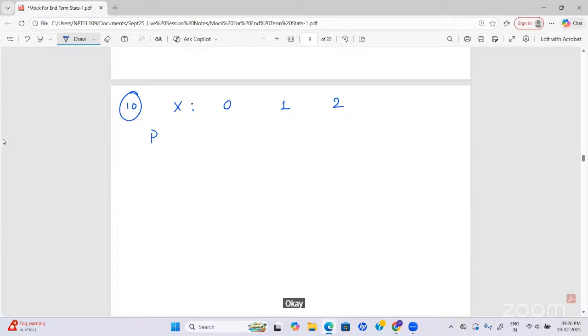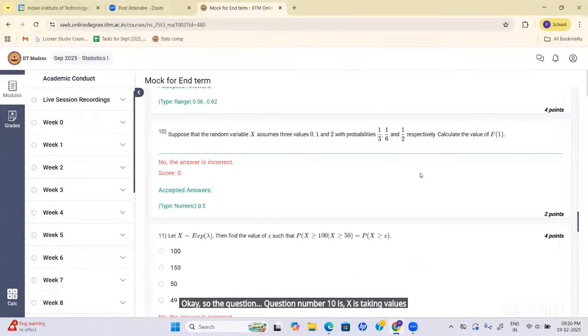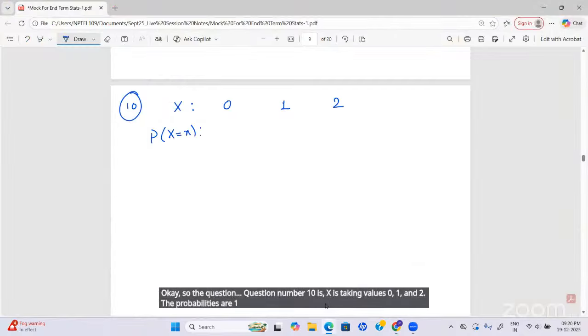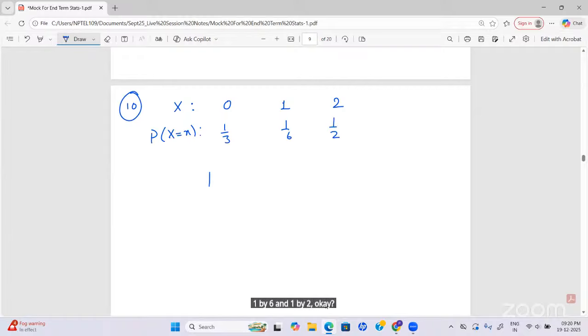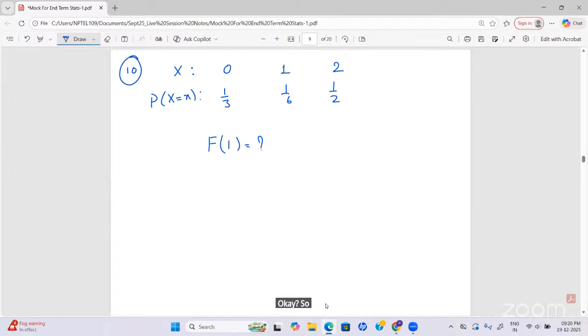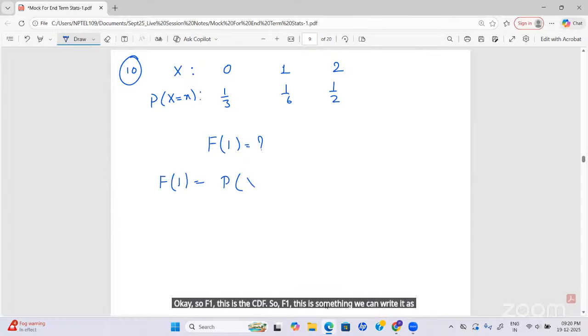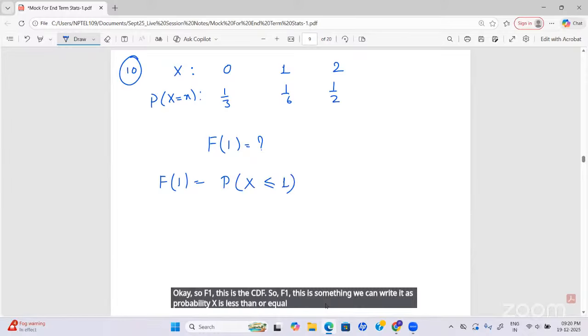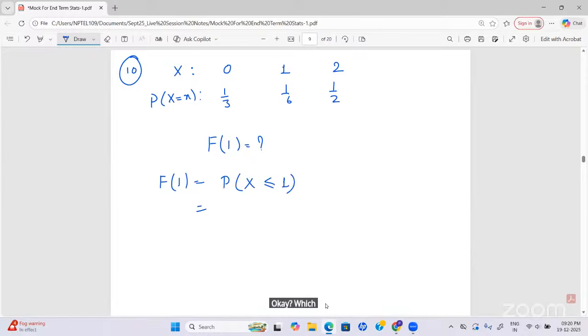Question number 10: x is taking values 0, 1 and 2. The probabilities are 1 by 3, 1 by 6 and 1 by 2. We have to find f1. This is the CDF, so f1 we can write as probability x is less than or equal to 1, which means we have to add the probability at 0 and the probability at 1. Yes or no?